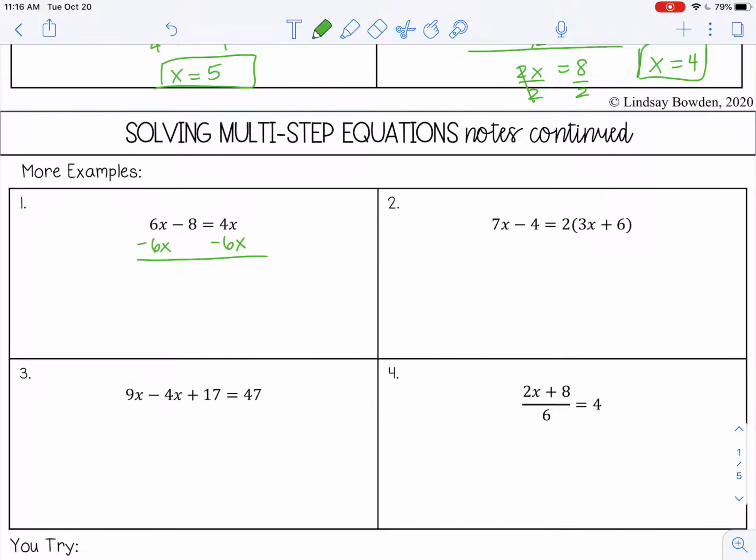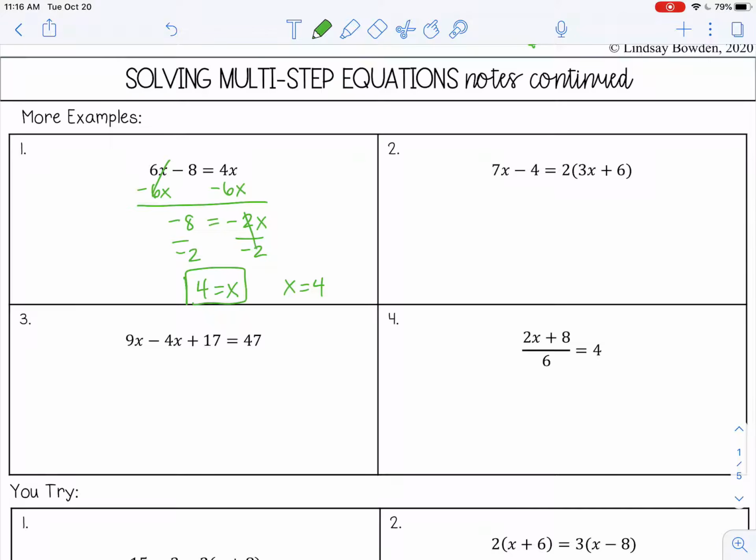All right, so 6x minus 6x is 0. Bring down your negative 8. Remember that sign stays with it. 4x minus 6x, just be careful with your integer rules, is negative 2x. And then I can divide by negative 2 on both sides, which still gives me 4 for x. And if you want to write it like this, that means the same thing.